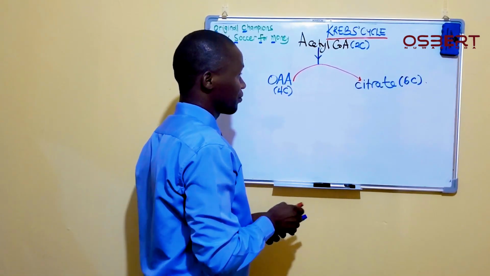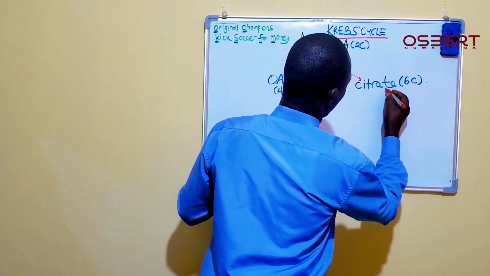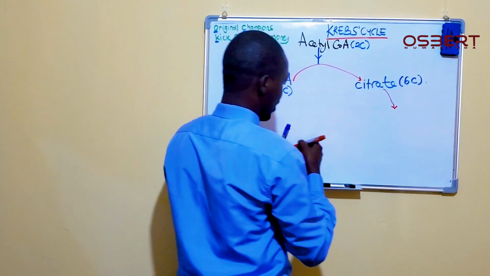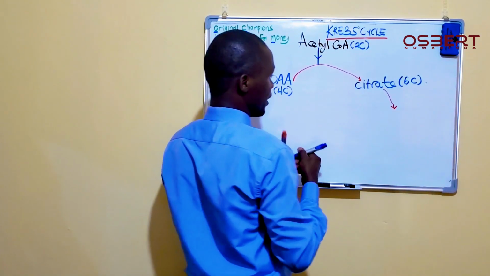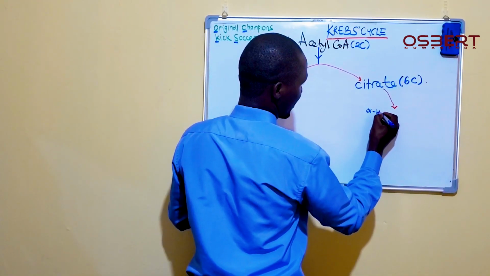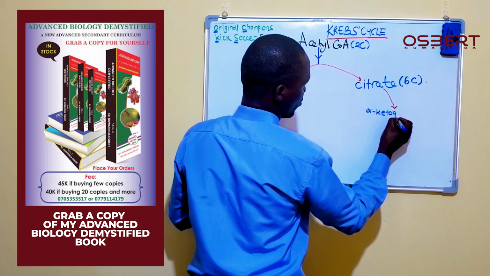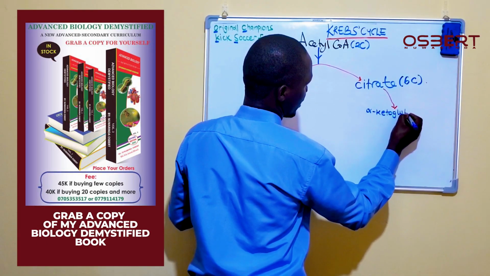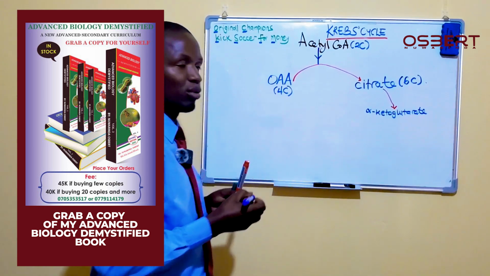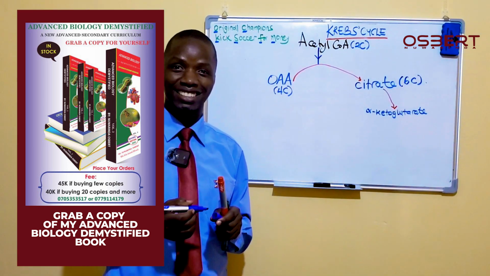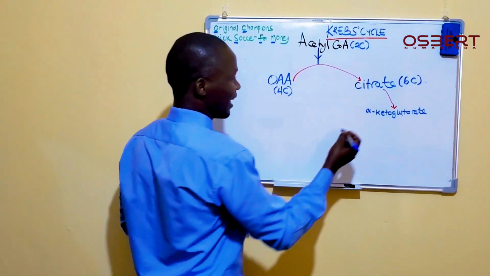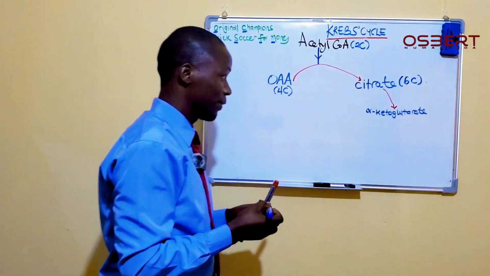So from citrate we now come to K, and this K is none other than a molecule which is called alpha keto glutarate, or alpha keto glutaric acid. So we are calling it alpha keto glutarate. So the K is that keto glutarate.